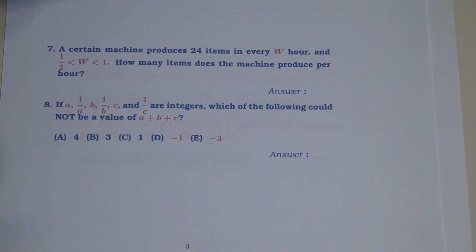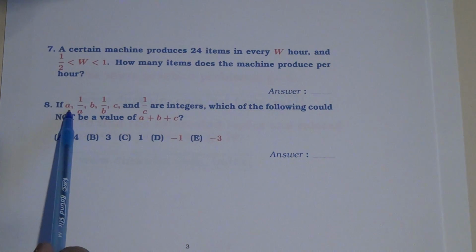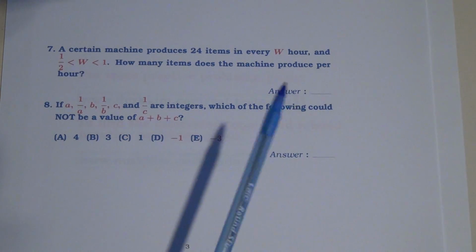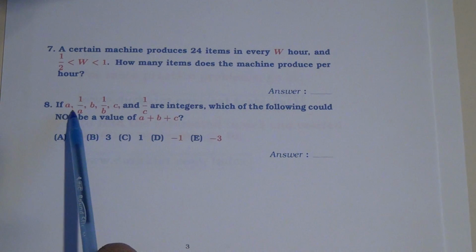Okay, if certain number and reciprocal are integer, means the value can be 1 or -1 only. Okay, no other possible value. If A is a value other than absolute value 1, then reciprocal will be decimal, cannot be integer. So only possible value will be 1 or -1.